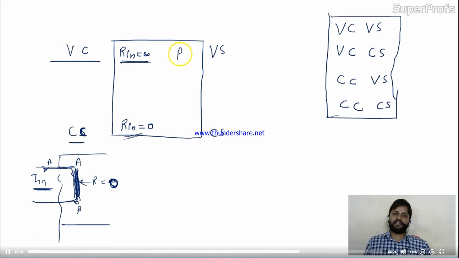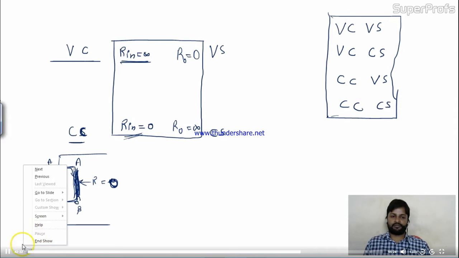Similarly, at the output stage, if you have a voltage source, R0 will be 0. If you have a current source, R0 will be infinity. Why so? Let me show you.